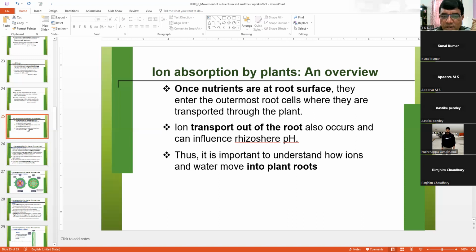Ion transport out of the root also occurs and can influence rhizospheric pH. So sometimes ions may get out of the plant roots also. Some ions like hydrogen ions may come out. There may be some other ions also which may come out from the roots, and they can influence the pH of the soil. Thus, it is important to understand how ions and water move into the plant roots. And movement of ions into the plant roots is your uptake of nutrients.